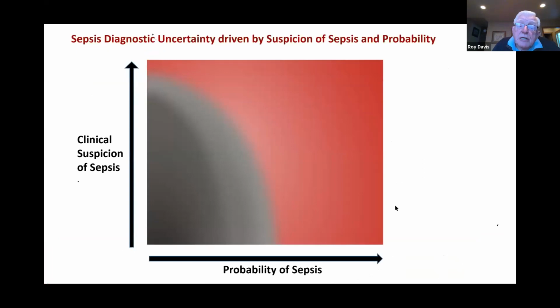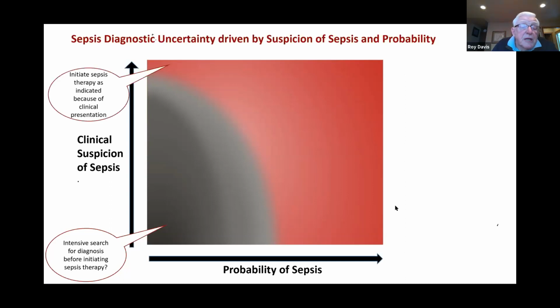Recently, Prescott published an article on antibiotic use in the face of clinical suspicion of sepsis and probability of sepsis. And using that heat map, we have suggested that those patients falling in the lower left-hand corner have an intensive search for diagnosis before initiating sepsis therapy. Presently, those patients that fall in this group have a higher risk of clinical suspicion of sepsis and initiated therapy early and continued on that therapy.